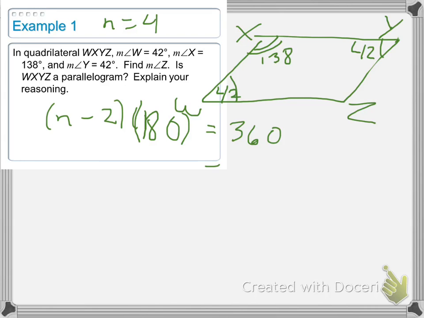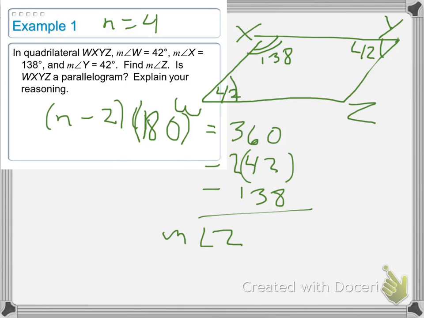And so I'm going to subtract the 42. I'm going to subtract the 138. And that gives me a total of, just get my calculator out here and we can figure it out. Okay, so this means the measurement of angle Z equals 138 degrees. So I can put that in there.